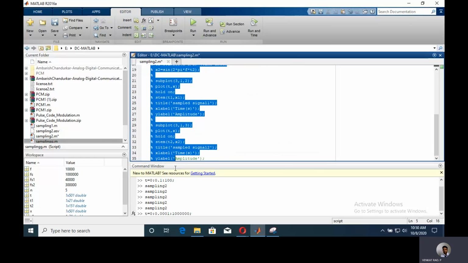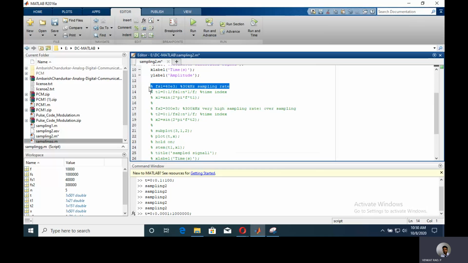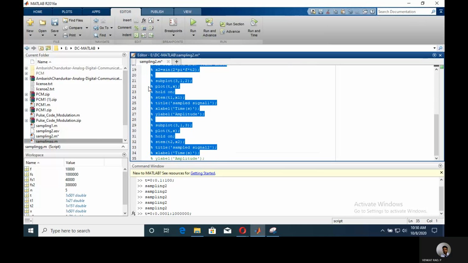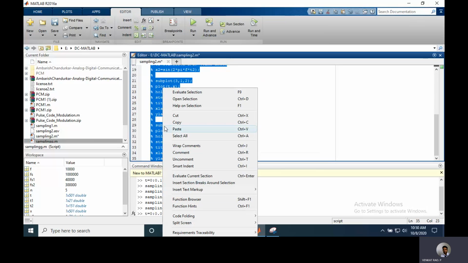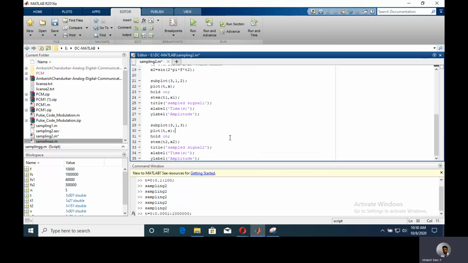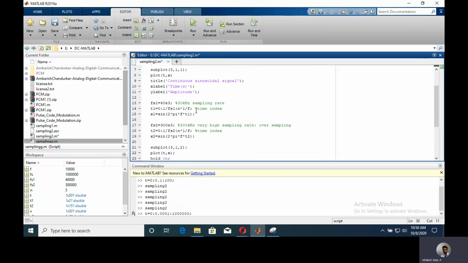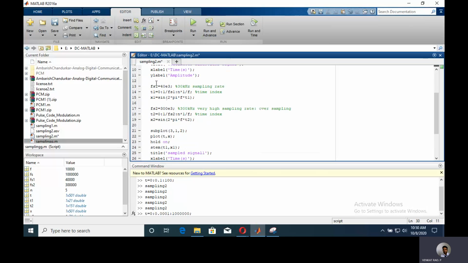Now, let me uncomment this entire thing. Let us observe. Now, let us see the next portion of the code. FS1. Here I am going to change the sampling frequency. FS1 is equal to 40 into 10 cube, that is nothing but a 40 kilohertz sampling rate is selected.